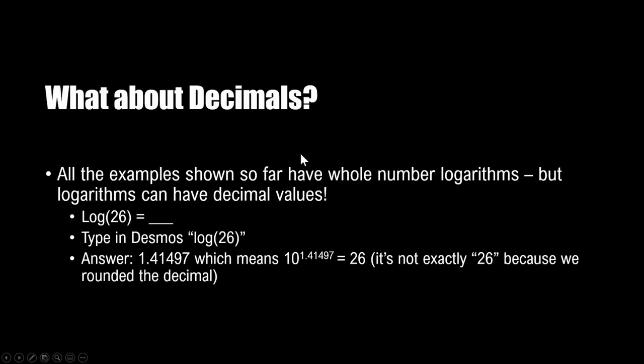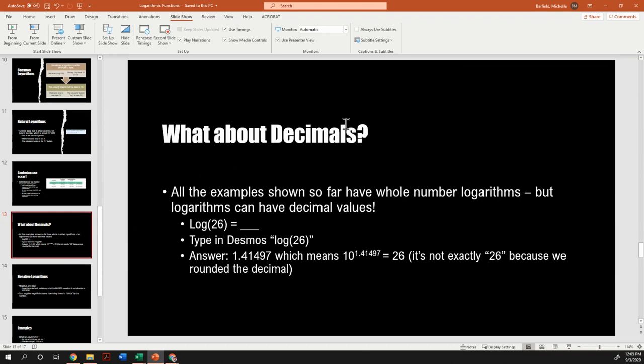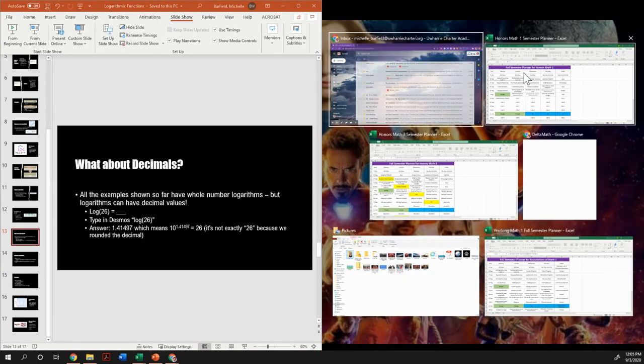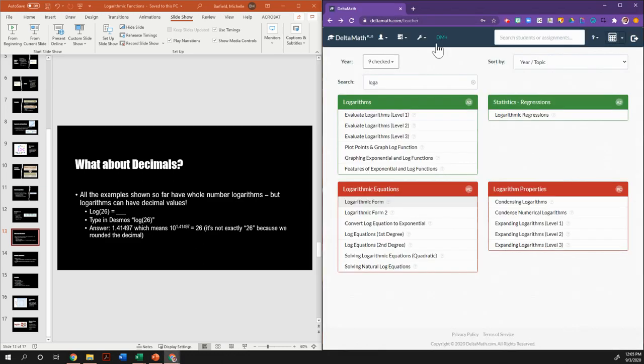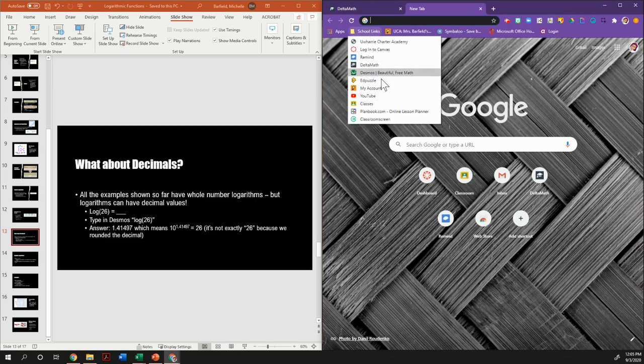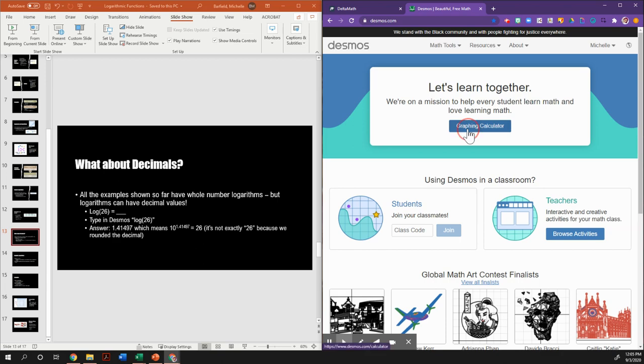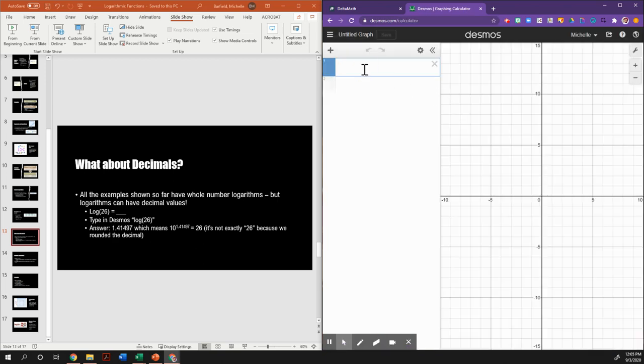All right, so what about decimals? I've done all these examples now for you and I've not mentioned anything about a decimal. So you can have decimals. If you consider log 26, let me move half my screen over and pull up Desmos. If I type in log parentheses 26, you can see Desmos gives me a decimal answer.